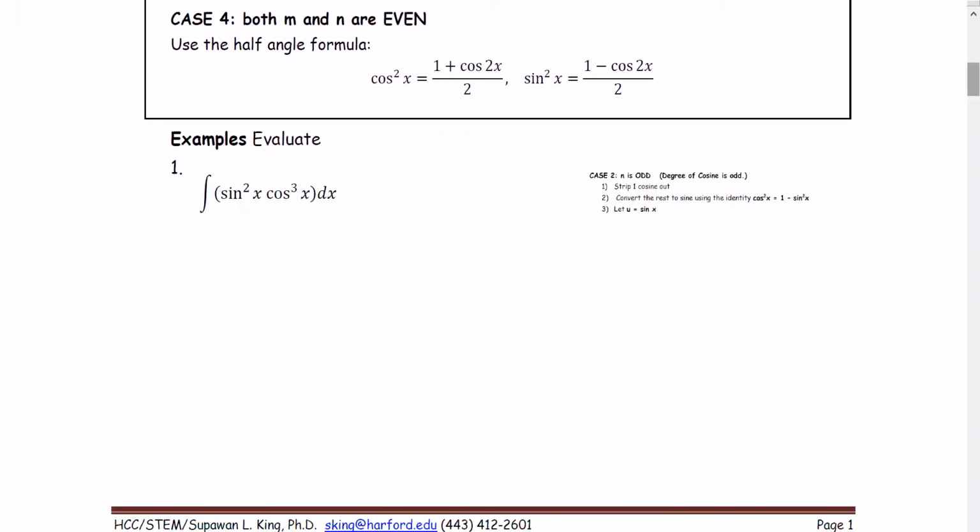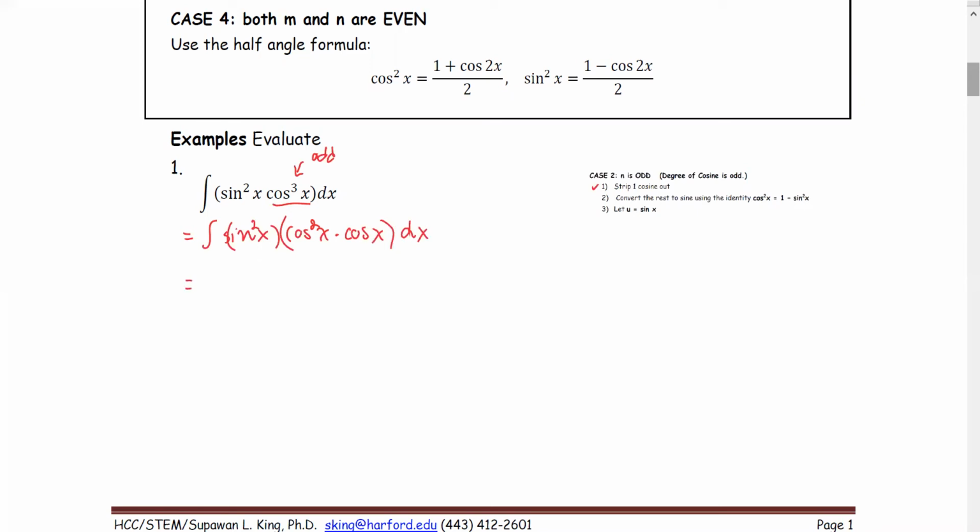Let's look at the first example. The integral of sine square x multiplied by cosine to the third x. The power of the cosine is an odd number, so we're going to target the cosine to the third power of x. Step 1, strip cosine out. So the integral of sine square x multiplied by cosine power 2 multiplied by cosine power 1 with respect to x.